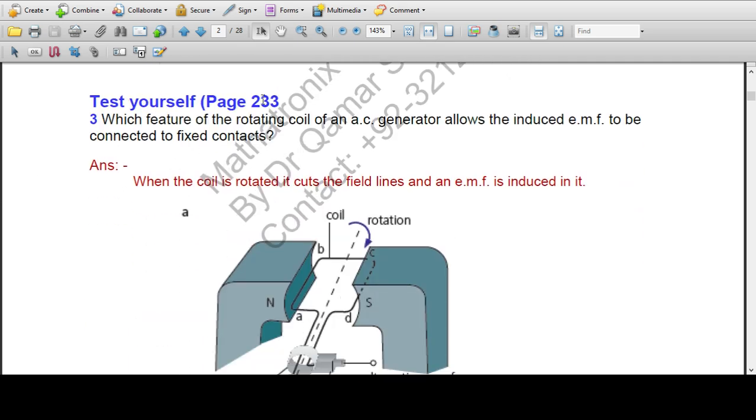The test yourself, page 223. Which feature of the rotating coil of an AC generator allows the induced EMF to be connected to a fixed contact?